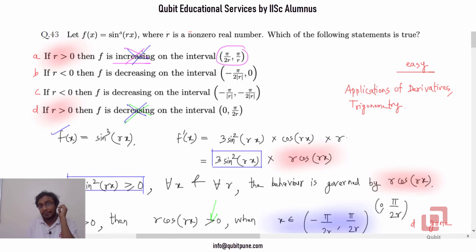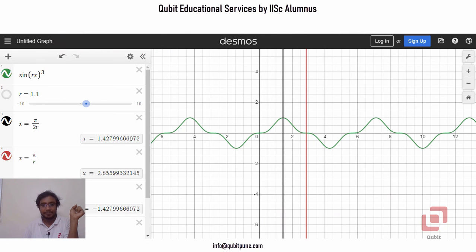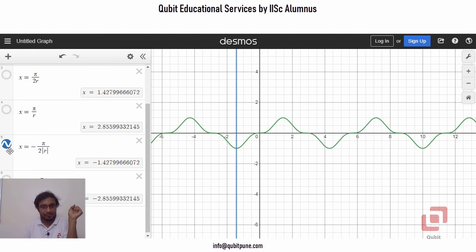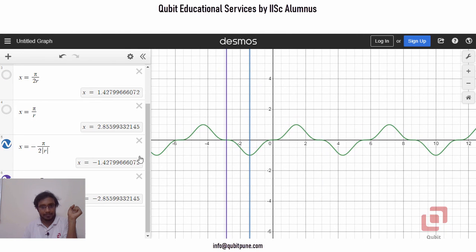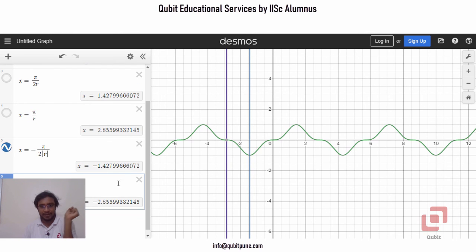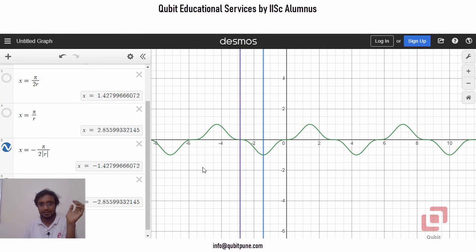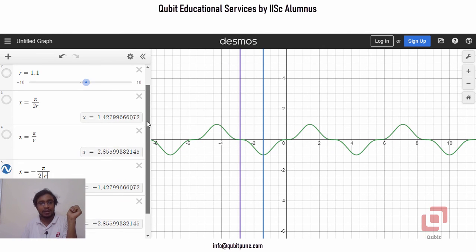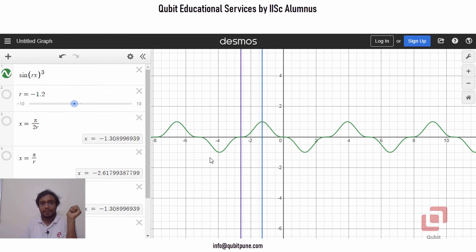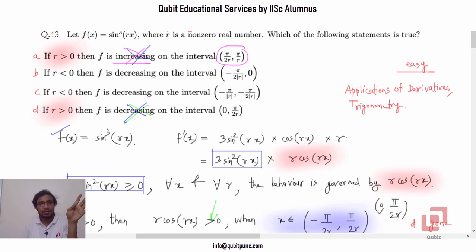That's wrong. Now let's focus on negative values of r. We need to consider the intervals negative pi by 2 mod r to 0 and negative pi by mod r to negative pi by 2 mod r. So now let me hide these lines and bring in these two lines. You need to consider the portion of the graph to the right of this line and to the left of the y-axis. Just focus on that. Let me also make r negative.